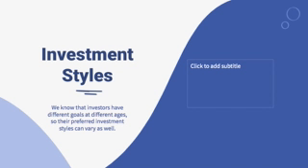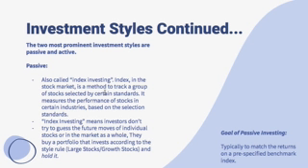So we know that investors have different goals at different ages, so we know that their preferred investment styles can vary as well. The two most prominent investment styles are passive and active. Passive, which is also called index investing, which we defined earlier. An index in the stock market is a method to track a group of stocks selected by certain standards. It measures the performance of stocks in certain industries based on the selection of these standards. Index investing means investors don't try to guess the future moves of individual stocks or in the market as a whole. They instead buy a portfolio that invests wholly according to the style of this rule.